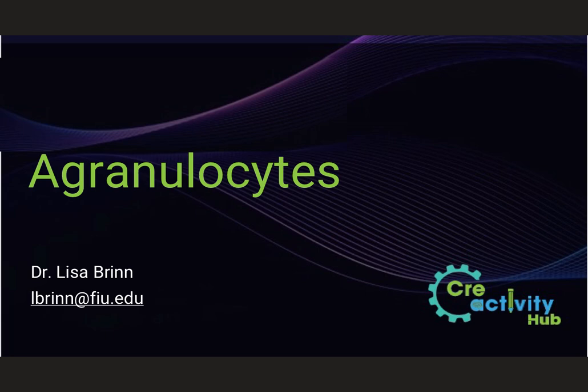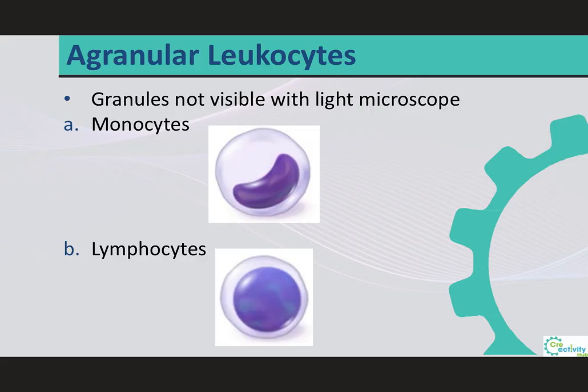Hello everyone. In this presentation, we're still talking about the different types of leukocytes, but now we're going to be focused on the agranulocytes, so the ones that don't present granules. We have already talked about the granulocytes. Now let's focus on the agranulocytes. Therefore, the circulating blood contains two types of agranular leukocytes. These are the monocytes and the lymphocytes.